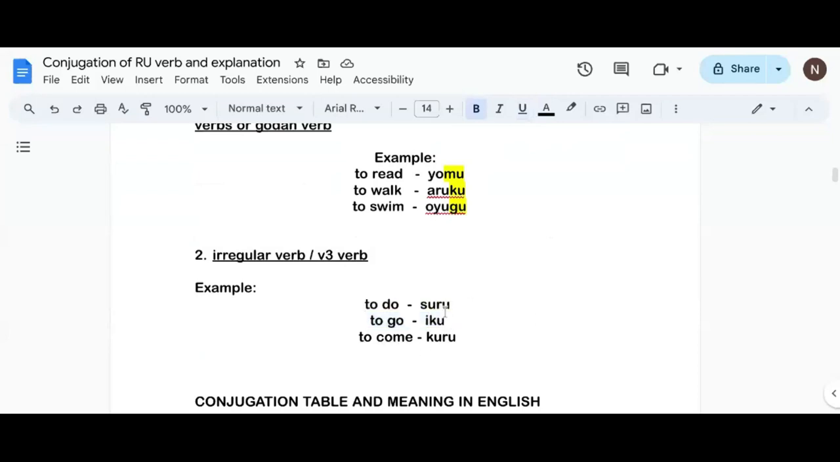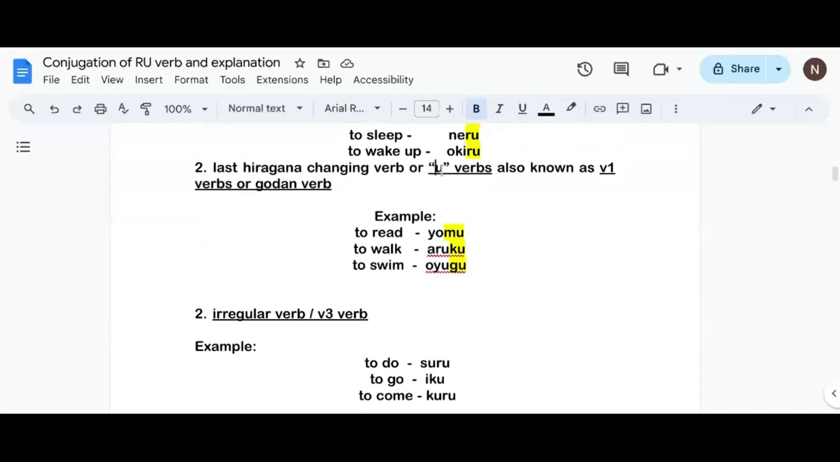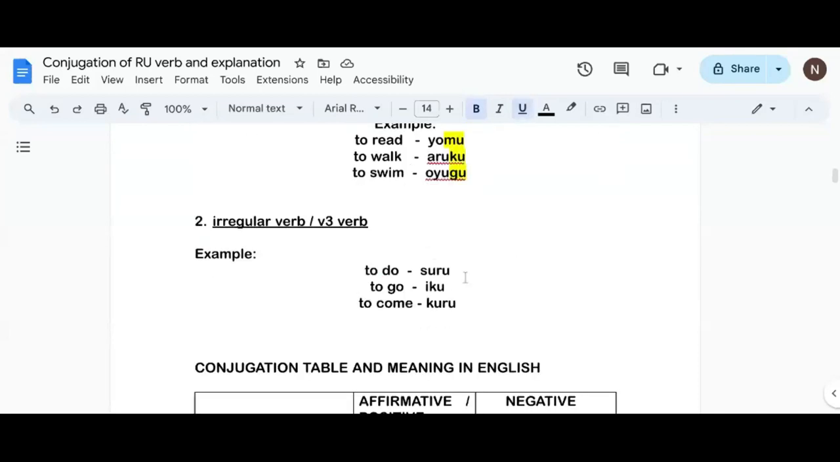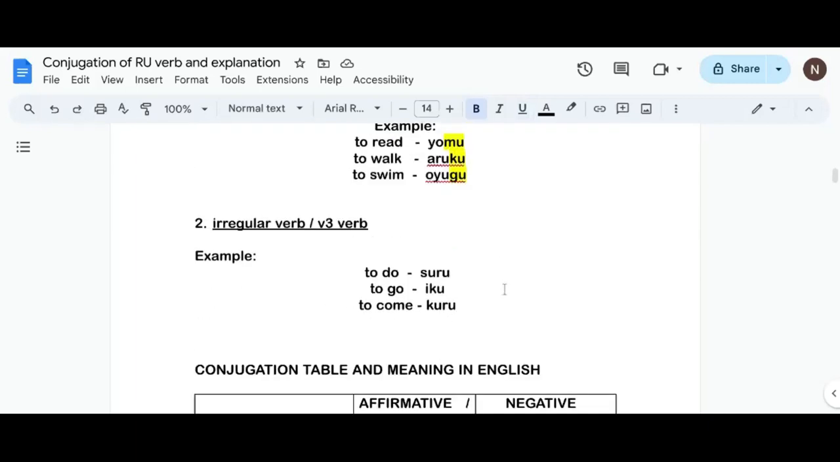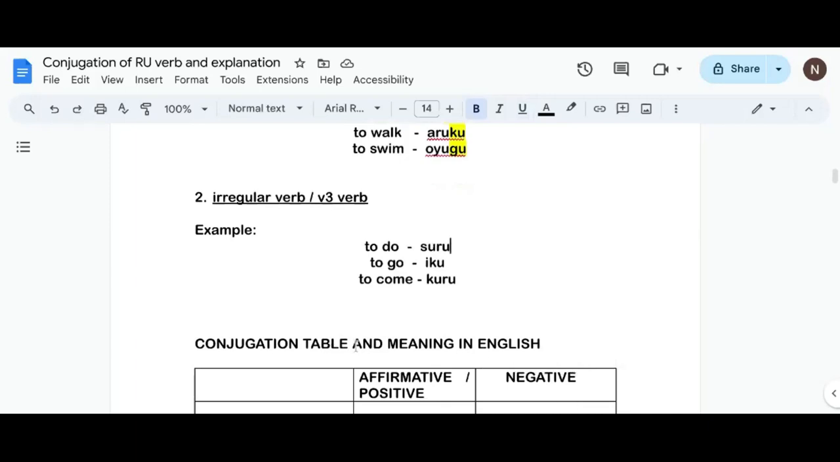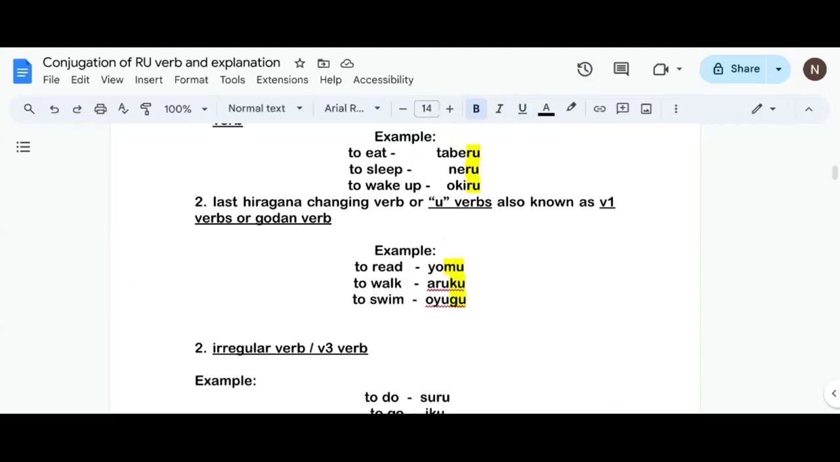Even though they end in u, maybe you would ask, can they fall in the u verbs, because they end in u? Suru, iku, kuru. But there are exemptions, and they do not follow any pattern. They have their own pattern. They have their own world. Any questions so far? Any question? No? I'm going to continue. Is it okay? Okay.